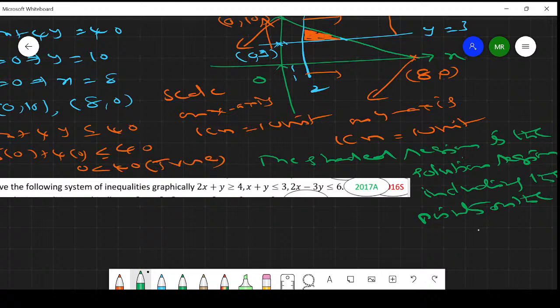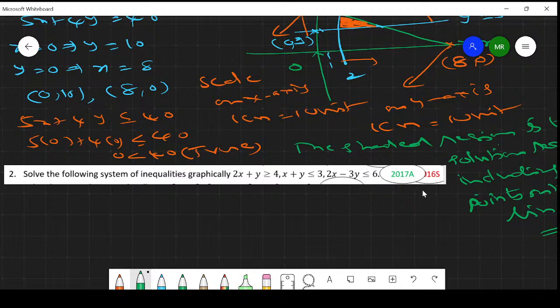Including the points on the lines. Why? Because all the equalities are there. For all the 3 inequalities, equality is included. The shaded region is the solution region, including the points on the line. Try to understand my handwriting here. So that will be your solution, an important, expected question.